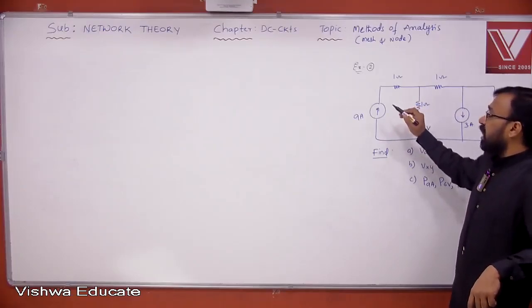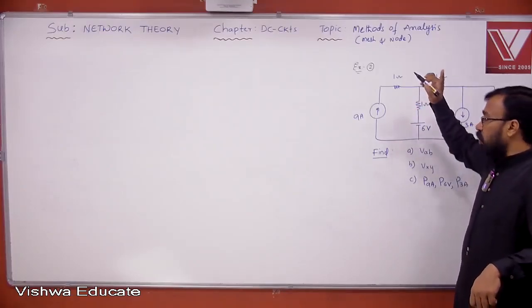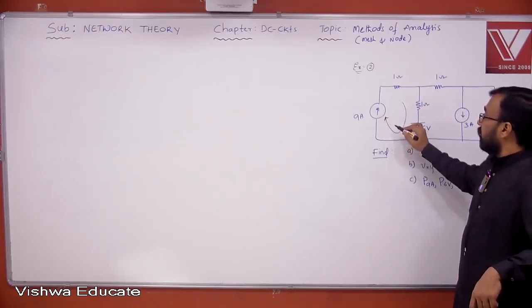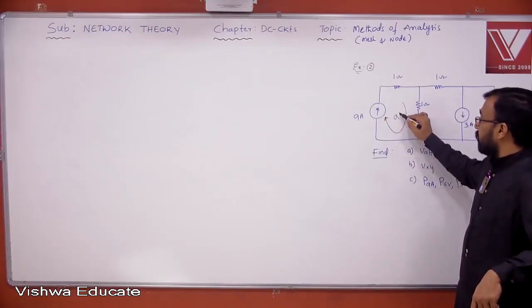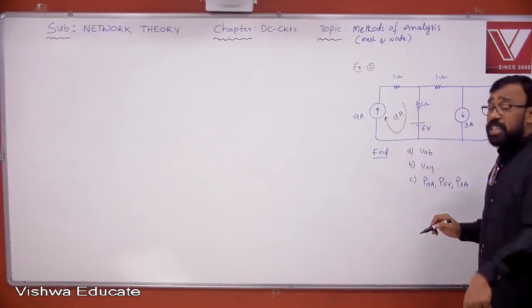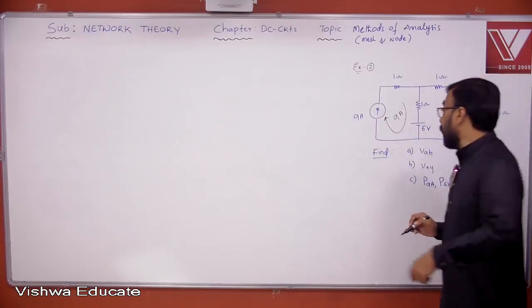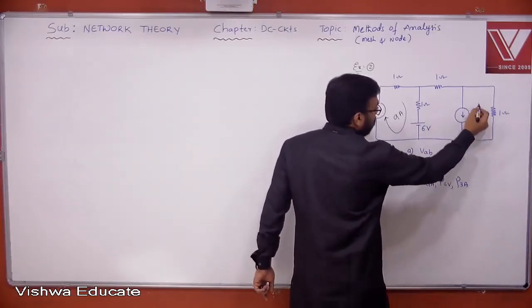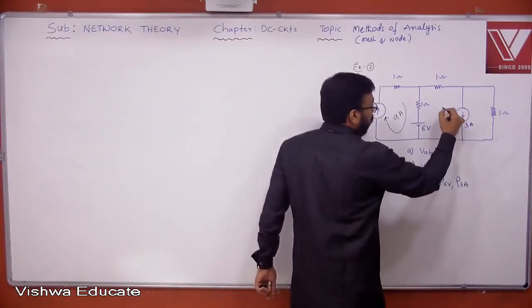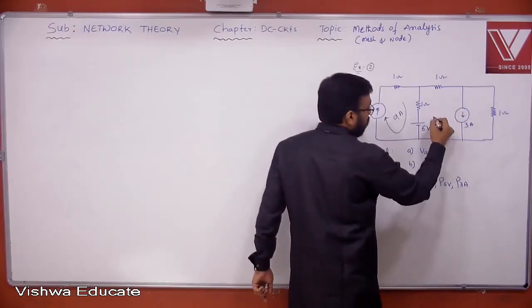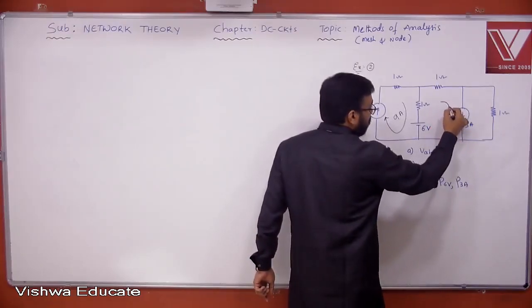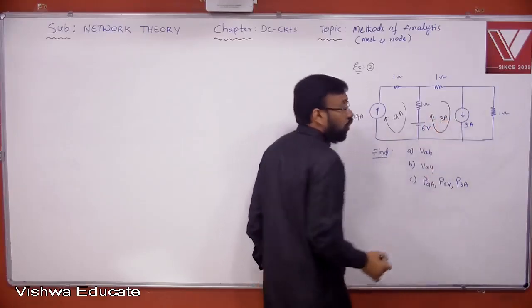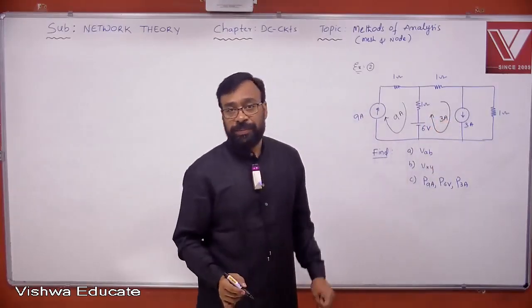Each and every current source should experience one and only one loop current. This loop current, for example, say like this, it will be 9 amperes provided no other loop current is passing through it. Now I can select like this or like this, doesn't matter. Suppose if I select like this, it will be 3 ampere provided no other loop current is passing through it.